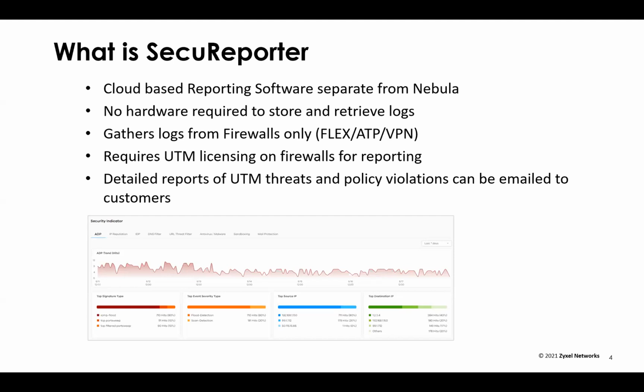Now, SecuReporter does require UTM licensing on the firewalls to report. So if you wanted to report on your IDP or your antivirus or malware, you will need to have the firewall set up with the UTM licensing. And of course, SecuReporter gives you detailed reports of the UTM threats and any policy violations. In addition, just like in our Nebula reporting, you can set it up to email a customer or anybody in management, either on a daily basis, a weekly basis, or a monthly basis, depending on your license.